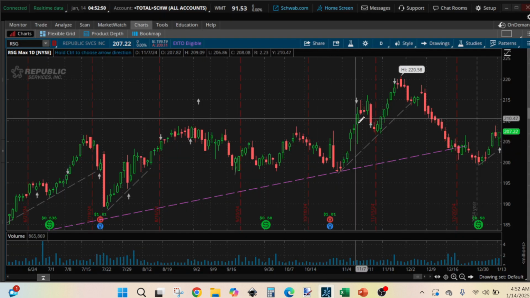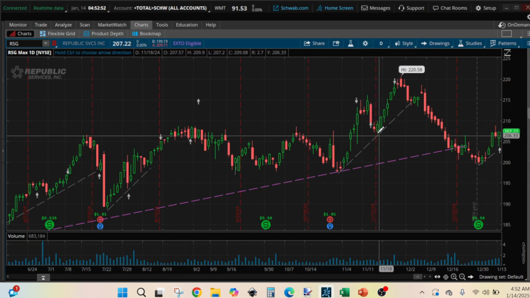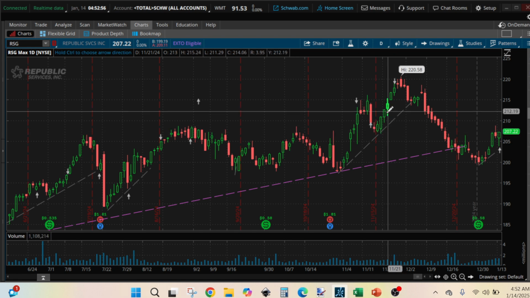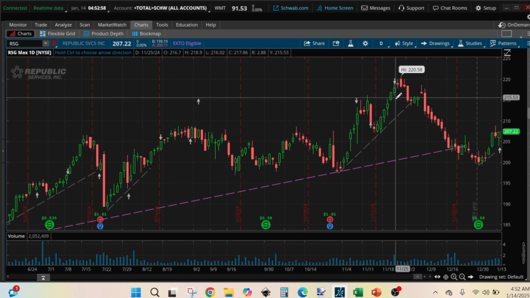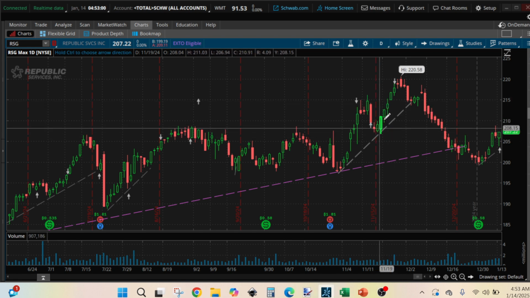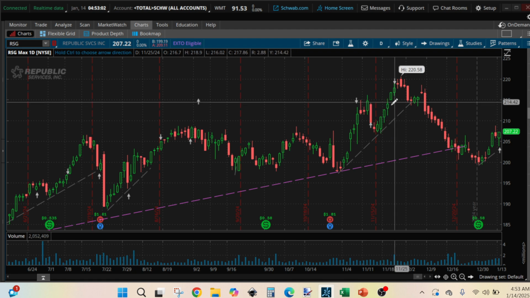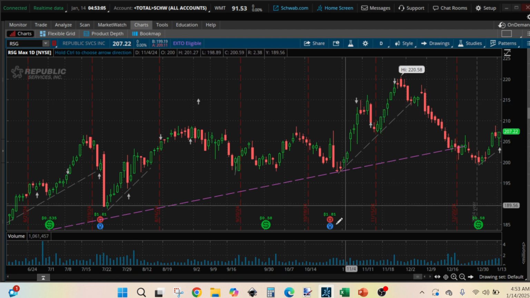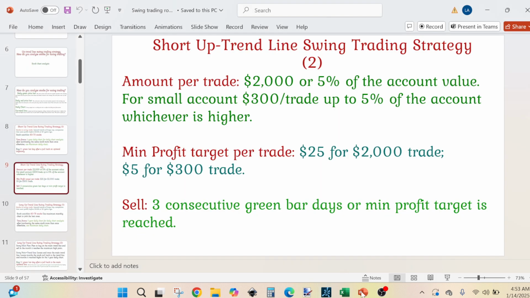At the first green bar after a pullback, pretty much buying on one side of the swing, the upside of the swing, and selling 3 days later on the same side of the swing if the price continued to go up. What was the short up to long swing trading strategy that we used in 2024? It allows us to trade often, to practice the swing trading strategy that we plan to use.